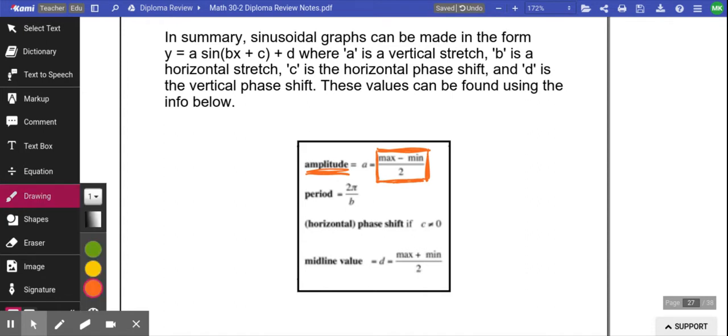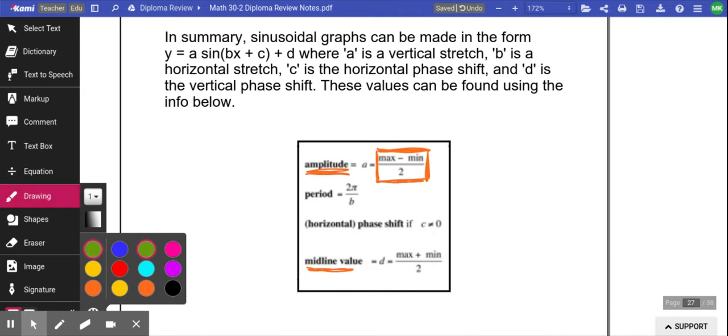And your midline is equal to, I want it green, your maximum plus your minimum divided by 2. Might be handy if you just forget how to find something. All those values, your amplitude, your period, your phase shift, and your midline, came with A, B, C, and D values, some sort of relation to them.